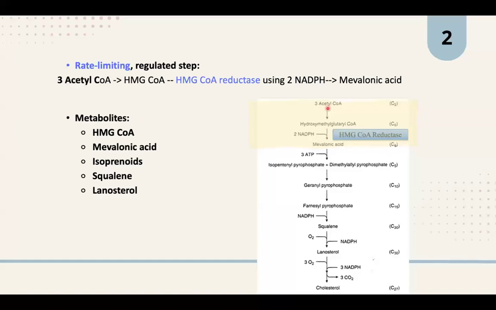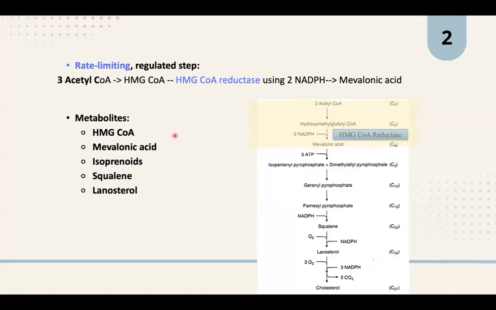So acetyl-CoA will be converted into HMG-CoA. Now, HMG-CoA will be converted into mevalonic acid by this enzyme, the rate-limiting enzyme, which is HMG-CoA reductase. Now, you don't have to know all the other steps. You just have to know this part in yellow. This is what you need to know. So acetyl-CoA into HMG-CoA, and then HMG-CoA into mevalonic acid by the HMG-CoA reductase, which uses NADPH.